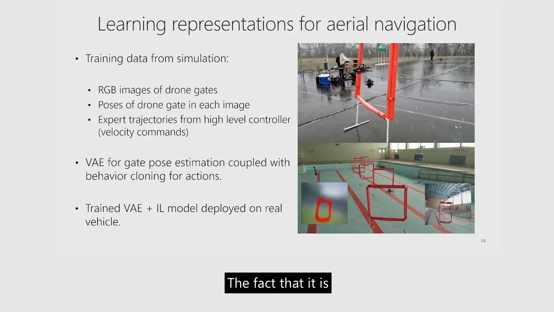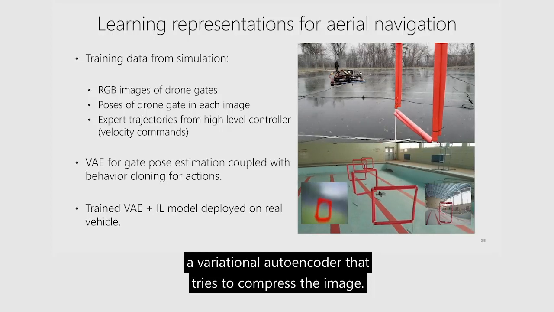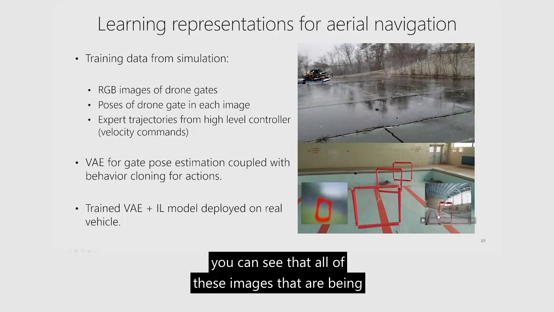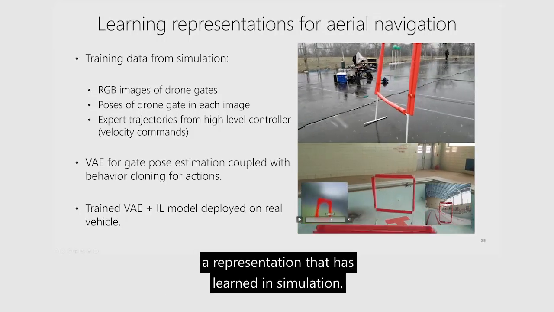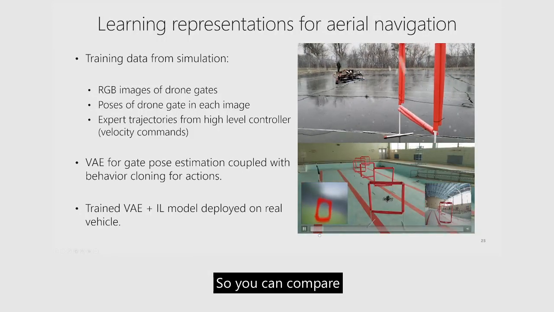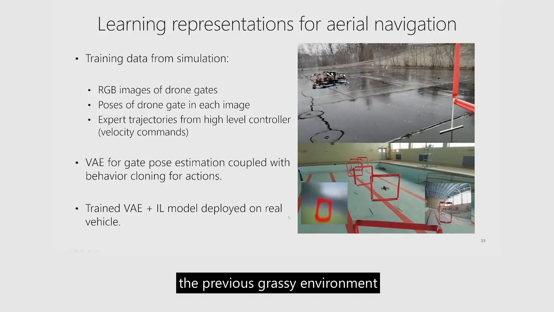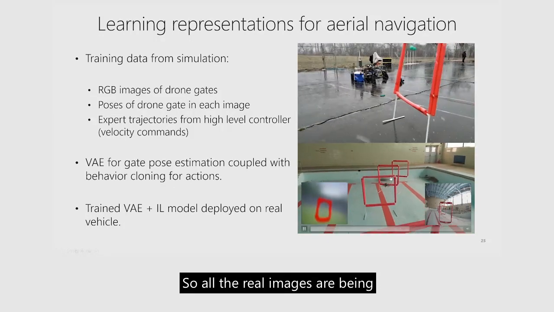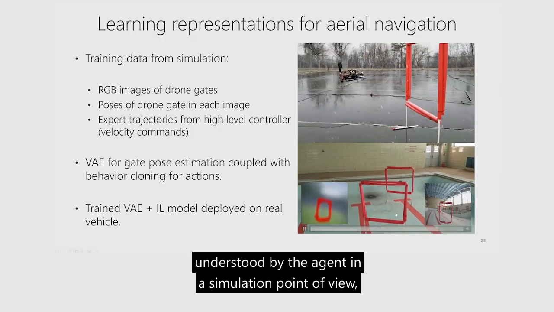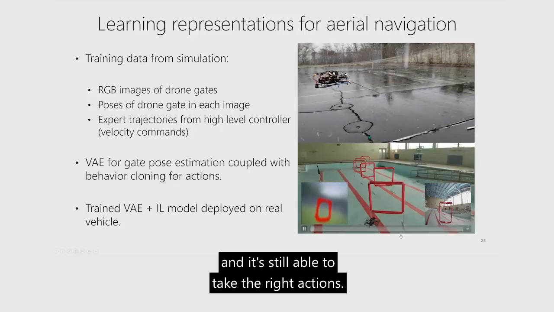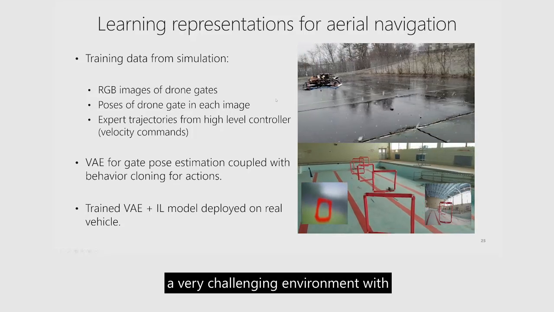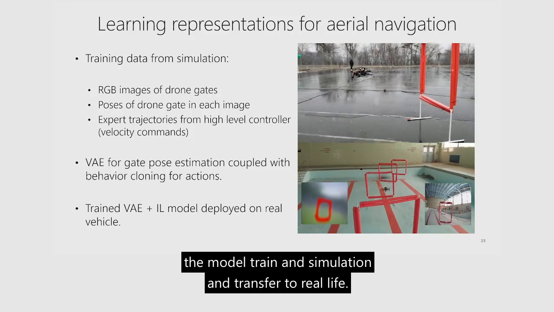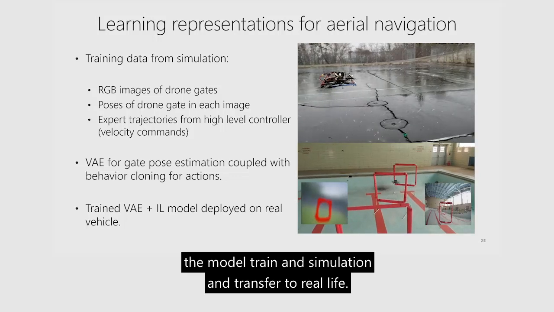And the fact that it's a variational autoencoder that tries to compress the image. So on the bottom here, you can see that all of these images that are being seen are actually being converted to a representation that was learned in simulation. So you can compare the previous grassy environment in AirSim that's still visible here. So all the real images are being understood by the agent from a simulation point of view, and it's still able to take the right actions. So even on the top, you can see it's a very challenging environment with snow and reflections on the ground, and yet the drone is able to use the model trained in simulation and transfer it to real life.